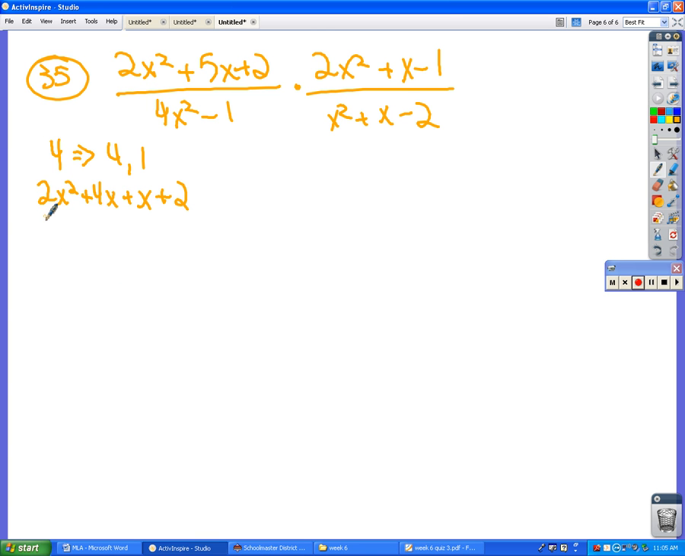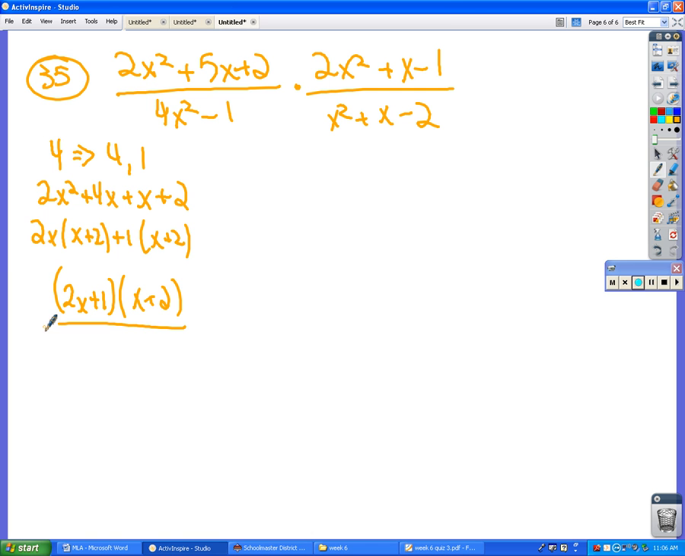So what can I factor out of the first two? 2x, which leaves me x plus 2. x plus 2, which is the same thing that I have right there. So I'm just going to make that 1 times x plus 2. So that top thing up here factors into 2x plus 1, x plus 2.